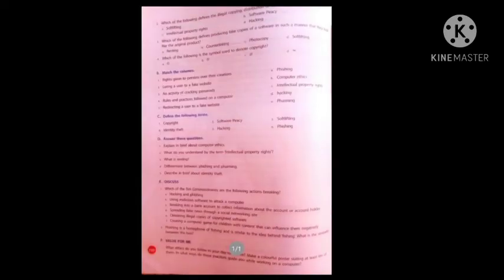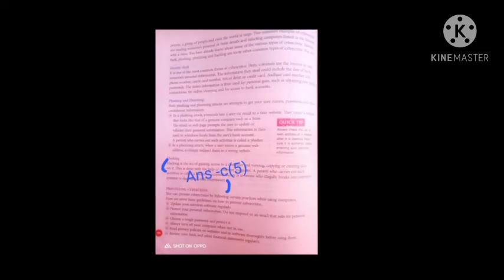Next is hacking. The answer is on the same page, that is page 98. Hacking is the act of gaining access to a computer and viewing, copying, or creating data on it. This is done with the help of computer programs. A person who carries out such activities is called a hacker. A criminal hacker is someone who illegally breaks into computer systems to damage or steal information.